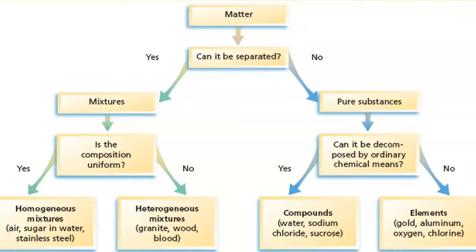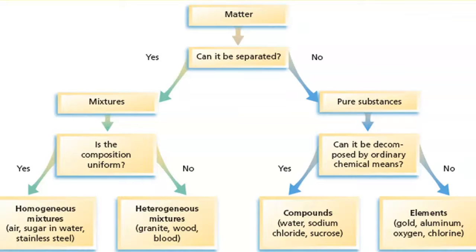Today we're going to be talking about mixtures. So we have to ask ourselves, is the composition uniform? If it's yes, we call that a homogeneous mixture. So like air, sugar, and water. So like a lemonade or Kool-Aid. Stainless steel is actually a mixture. It's a certain percent of like iron and other elements. Those are all mixtures that are spread evenly throughout.